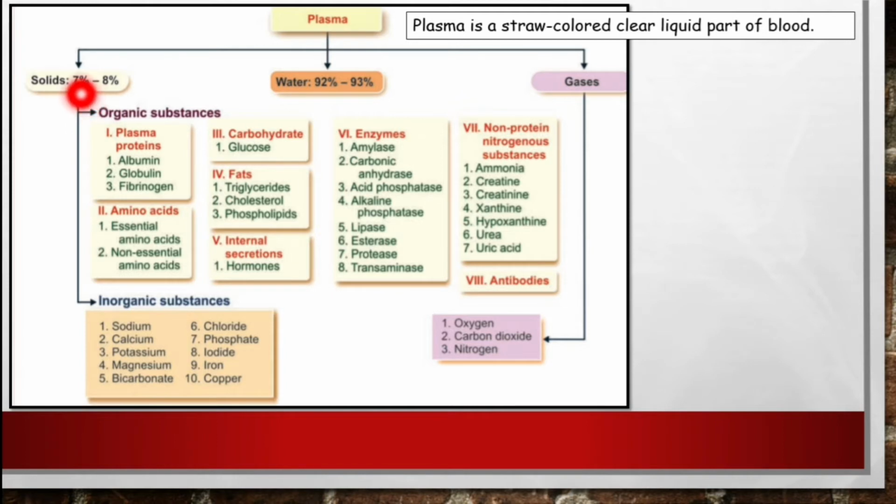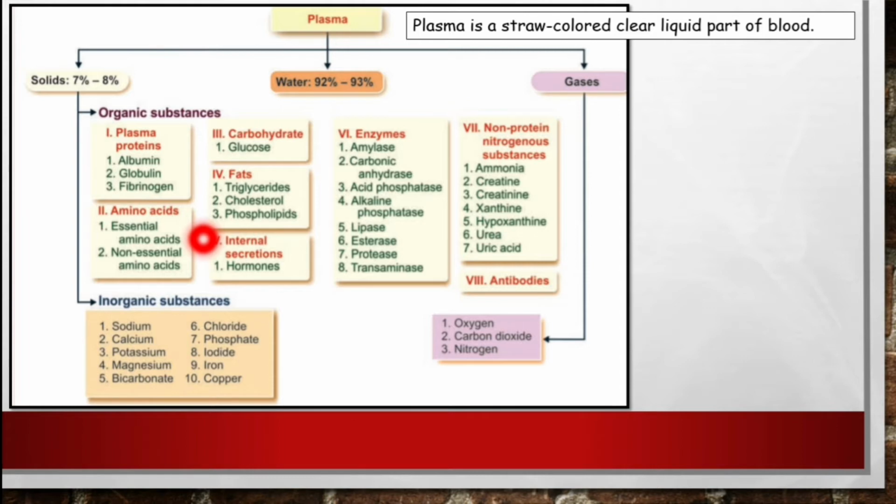The solid part of plasma can be divided into organic substances and inorganic substances. Organic substances include plasma proteins first, and there you find albumin, globulin, fibrinogen. We also find amino acids, the monomers of proteins, which are divided into essential and non-essential amino acids. We also find carbohydrate, and glucose is the main important source of energy. We find fats also, in these classes: triglycerides, cholesterol, phospholipids.